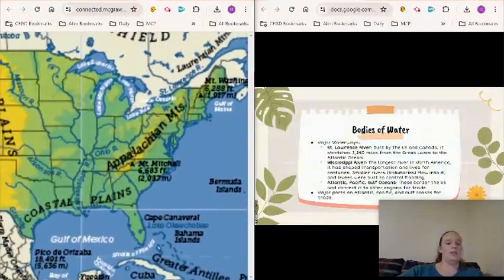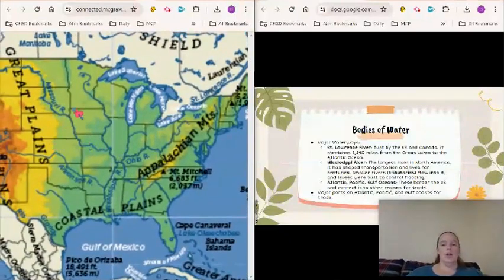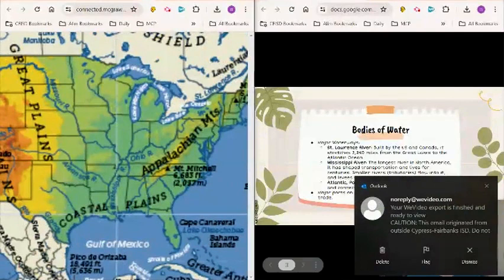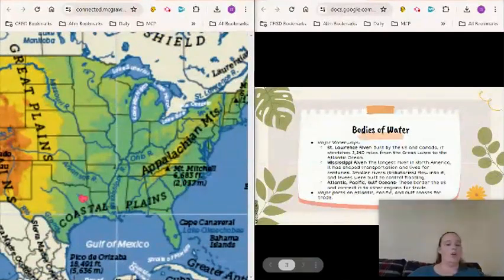Next, we have the Mississippi River. This is the longest river in North America. It goes also from the Great Lakes all the way down and then empties into the Gulf of Mexico right here. The reason these waters are so important is that the Atlantic, the Pacific, and the Gulf Coast allow for trade.